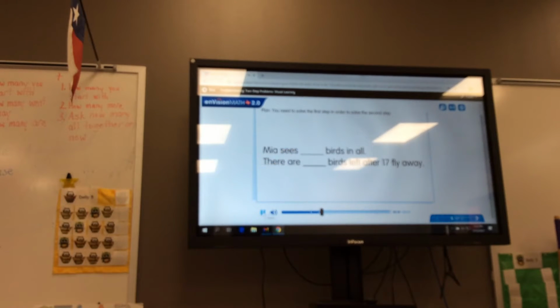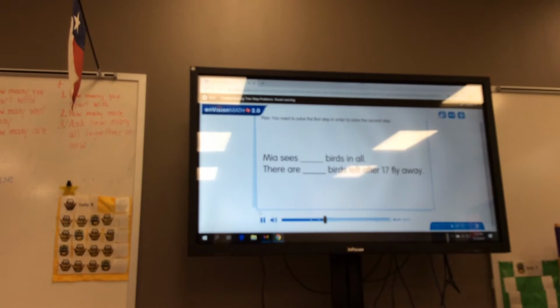Plan. You need to solve the first step in order to solve the second step. So you can't do the second one, so you do the first one. Solve, justify, and evaluate. How do you answer the first step? I've got to answer that first step. Let's find out how we do that.